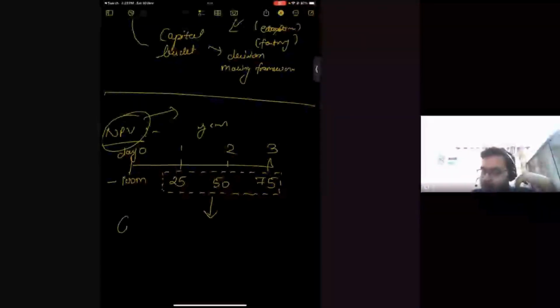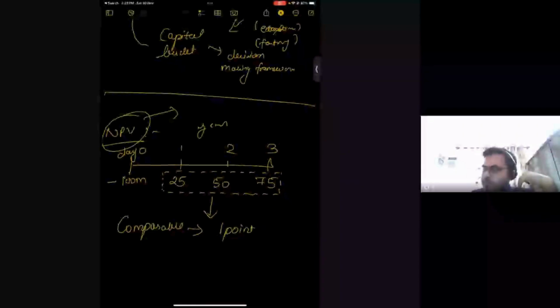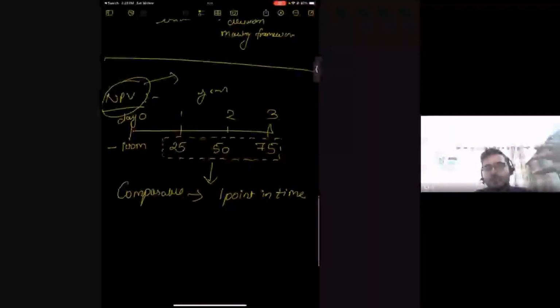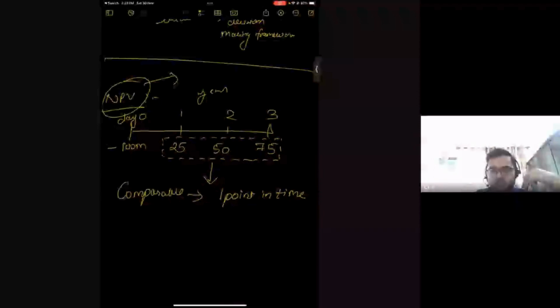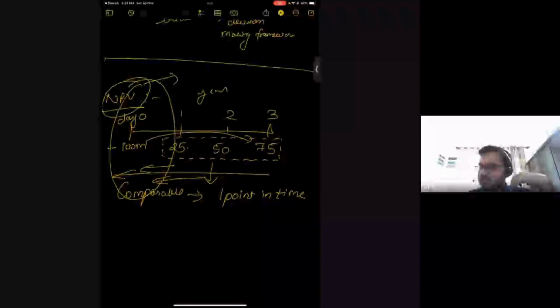In order to make them comparable, you have to bring everything at one point in time. Right? And how do you bring that at one point in time? Either you accumulate or you discount. So you have to either pull these cash flows back and then do the comparison here, or you have to accumulate everything till the end of 3rd year and do the calculation here.